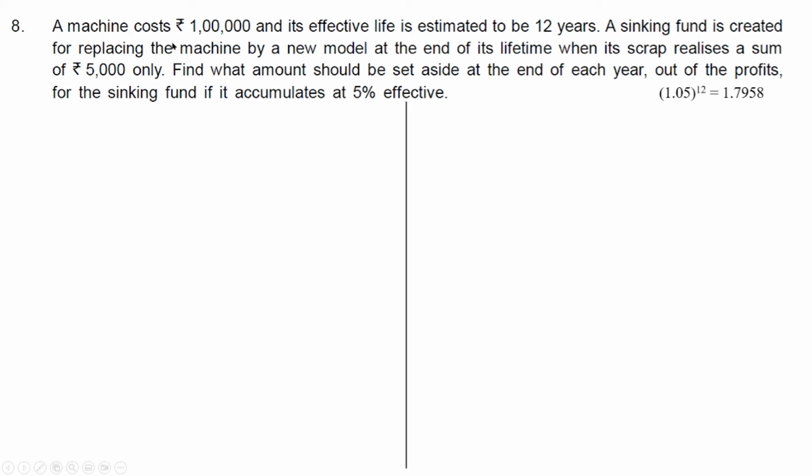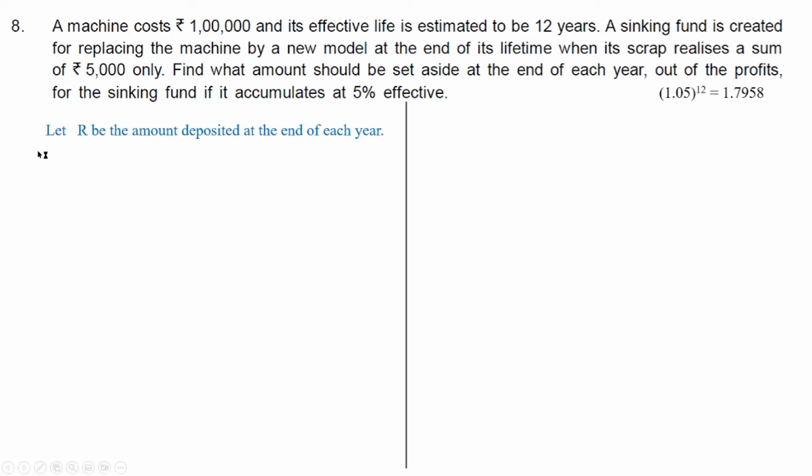So here the cost of the machine is given and its effective life is estimated to be 12 years. At the end of its life, at the end of 12 years, the machine is worth rupees 5,000. So we need to find the amount that has to be set aside at the end of each year out of profit so that the fund accumulates at 5% effective. Although the machine costs rupees 1 lakh, we have a sum of rupees 5,000 at the end of 12 years. As a result, the accumulated sum is only 1 lakh minus 5,000, which is 95,000.